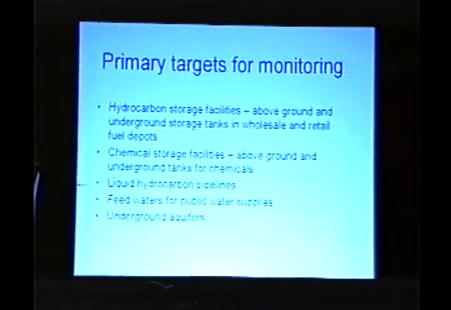And the easy thing to do is to target those things that are easiest to get to at first. Easiest ones to do are hydrocarbon storage facilities, above ground and underground storage tanks, and wholesale and retail fuel depots. Chemical storage facilities, again, these are large above ground and underground tanks that store chemicals. Liquid hydrocarbon pipelines, which I know you've had some experience with here in Brazil. And we generally need to monitor the constituents of the feed waters for all our public water supplies, and even more importantly, our underground aquifers, because the underground aquifers are refreshed on a century cycle.